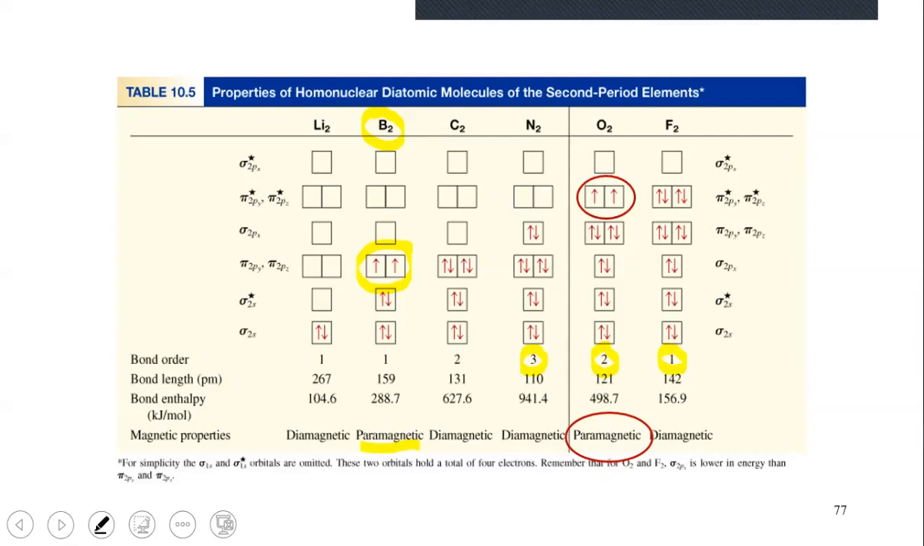Notice that the bond lengths also reflect the relationship between the bond order. So typically, the molecules that have the higher bond orders have shorter bonds, and the ones that have the smaller bond orders, more like a single covalent bond, they have the longer bond lengths. Also notice that the higher the bond order, also the greater the bond enthalpy. And you can see where, for example, nitrogen has a very high bond enthalpy.